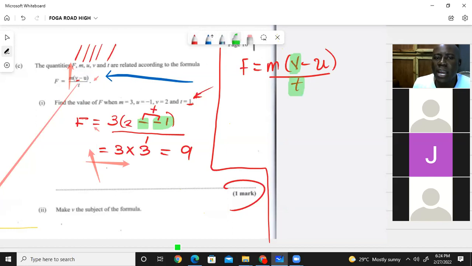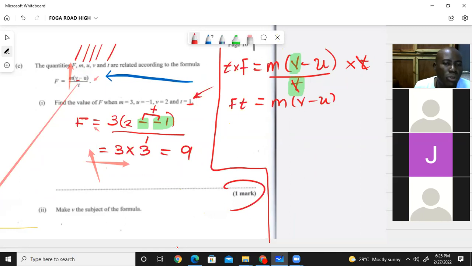So what we want to do is to get rid of the fraction right now. You can get rid of the fraction by multiplying both sides by anything under there. It's a T. So I'm multiplying both sides by T. You could see that T cancels itself on the right side. But on the left side, you could say TF or you could say FT. So I'm going to say FT, okay? So FT is equal to M open bracket V minus U.